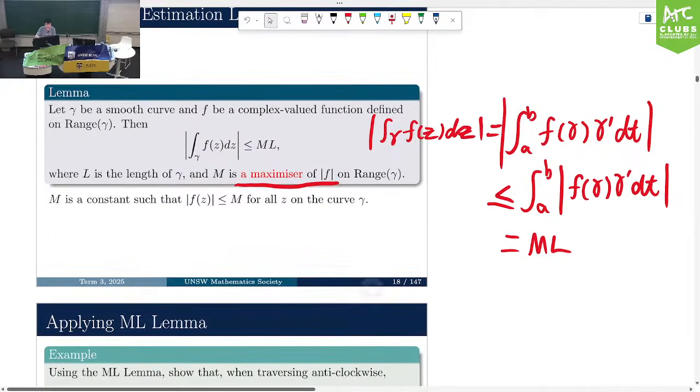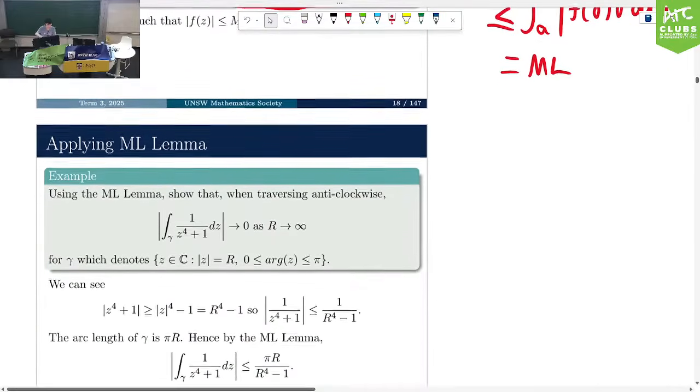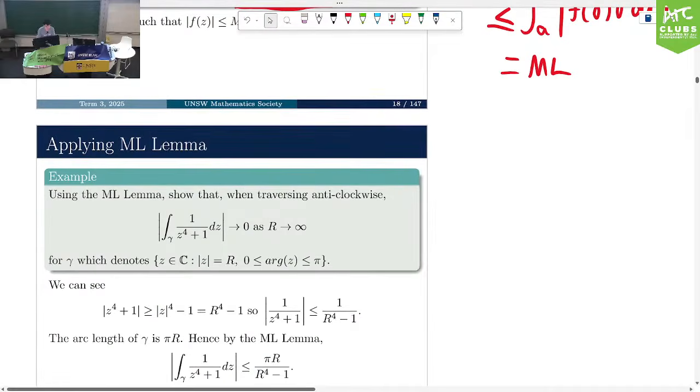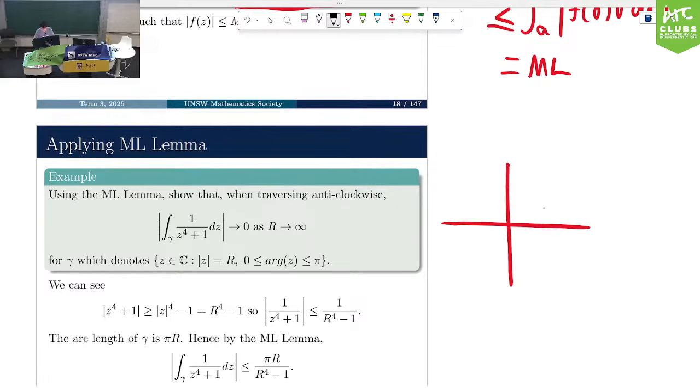But before that, let's look at how we can apply this. Well, we have this integral over here, 1 over z to the power 4 plus 1, and gamma is, what's gamma again? Okay, it's a semicircle of radius R, so like this. Let me just draw the contour in black. It's a semicircle like this of radius R.